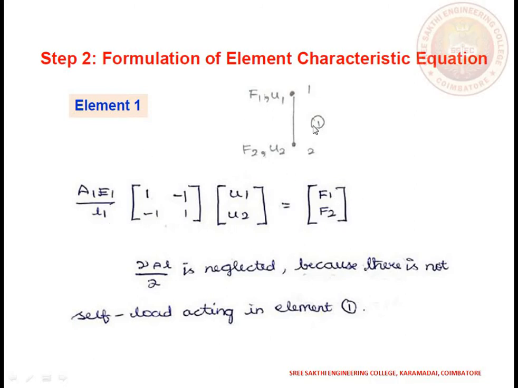Here the first element is considered, that is nodes 1 and 2. So that is A1, E1, L1, 1 minus 1 minus 1 1, then U1, U2, similarly equal to F1 and F2. Here there is not given any density or any kind of self-acting load in the given problem, so that is neglected.